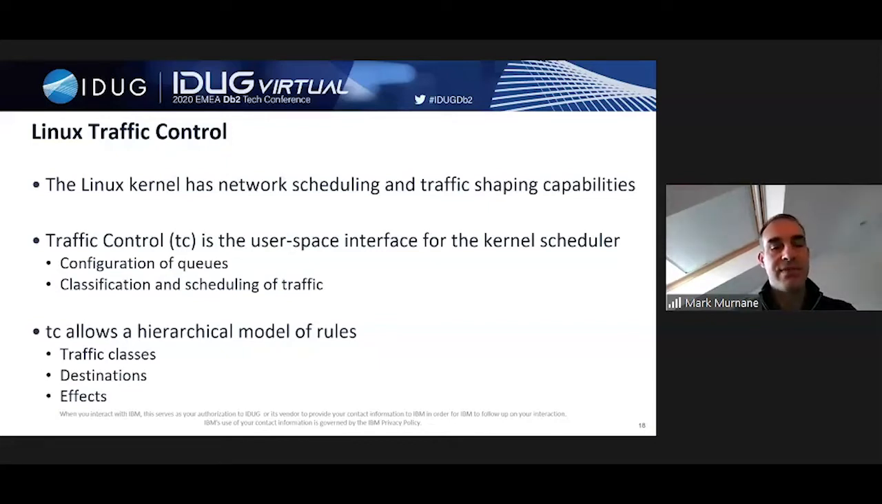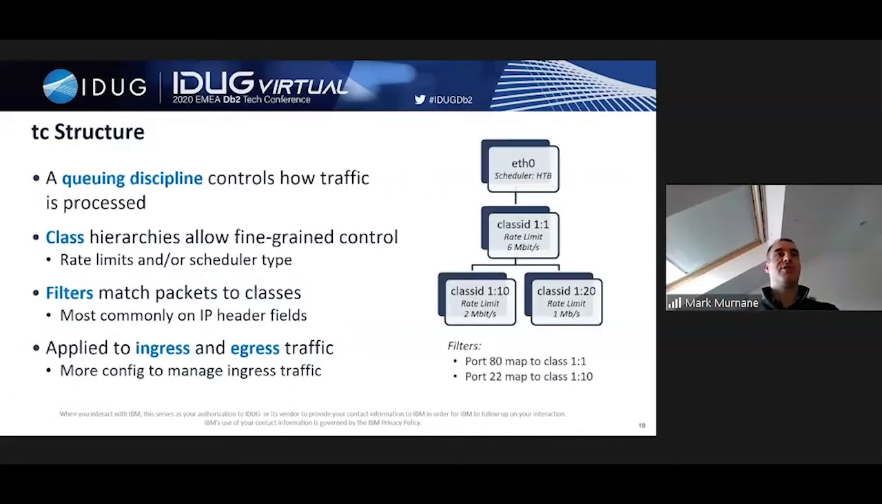And what TC gives us is a hierarchical model of rules. So we can specify classes of traffic, we can specify rules based on sources and destinations, and we can specify effects that we want to apply to traffic. And in many respects, we do this in a similar way to what you might see with IP tables and firewall rules. So let's delve a little bit more into the structure of traffic control.